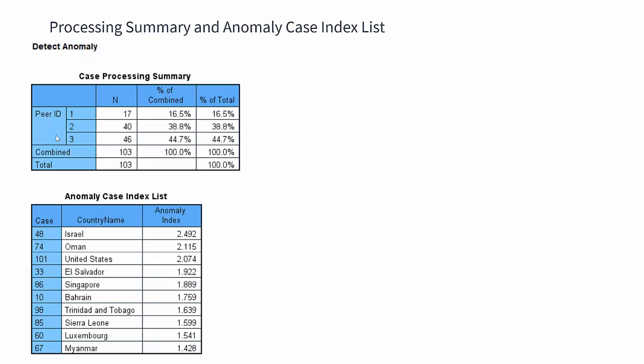And in this case, the data was sorted in alphabetical order, which is fairly random anyway, because it's the alphabetical order of the country name. But we may find if we were to sort it in a different order, we might get a slightly different solution here. We might get a different number of peer groups identified, slightly different values, and different countries appearing in the anomaly case index list. But nevertheless, let's have a look at the remaining output and see what that tells us.